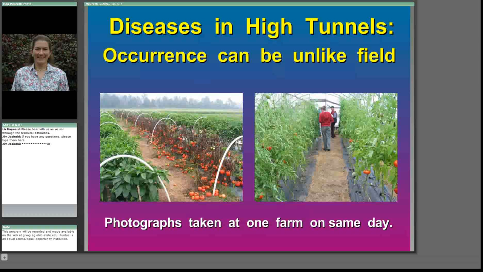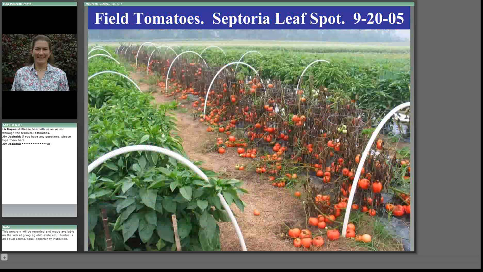So diseases in high tunnels, the occurrence can be completely unlike the field. There could be some similarities, but there can be some big differences. High tunnels tend to be a lot more like greenhouses, and most of us who work on vegetables in the field don't work in the greenhouse as much, and so don't have the familiarity of what can happen in a protected environment. These pictures were taken on the same day, and you can see quite a huge difference in the diseases there. So to look a little closer, here are the tomatoes out in the field. They've been devastated by septoria leaf spot.